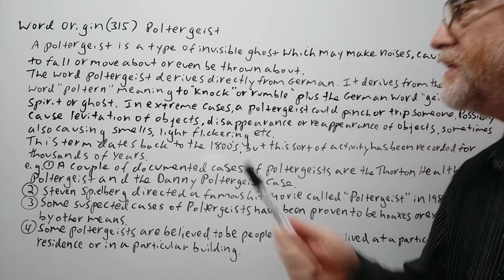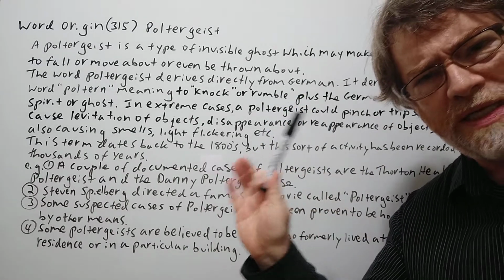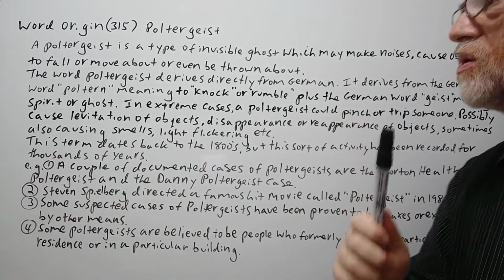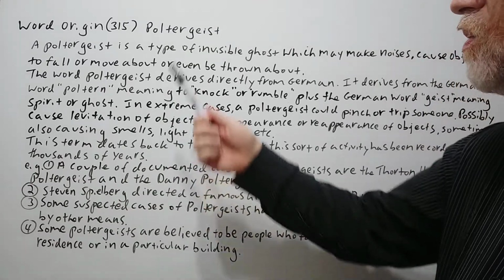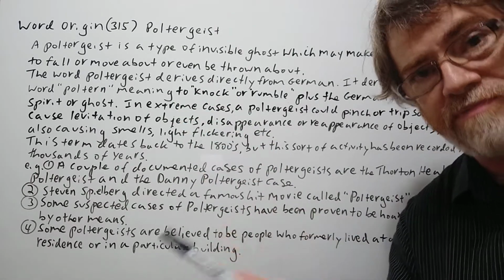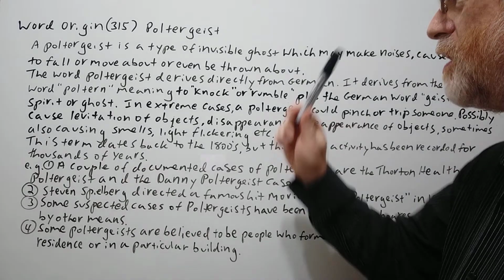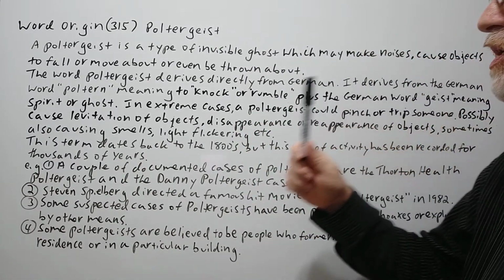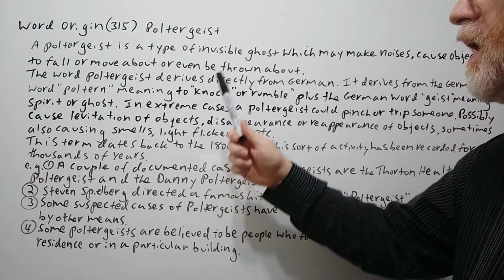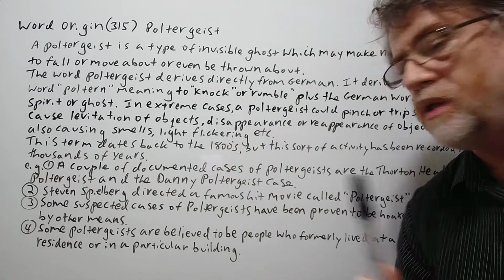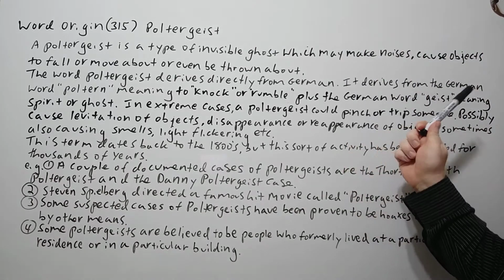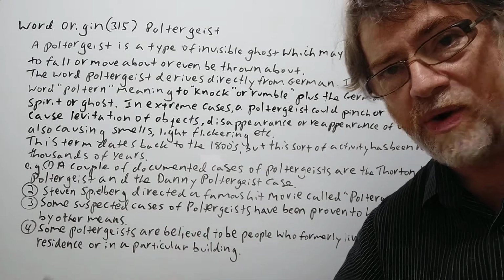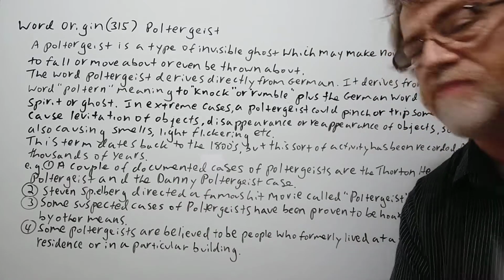A poltergeist is a type of invisible ghost, or at least most of the time you don't see the ghost at all, which may make noises, cause objects to fall, or move about, or even be thrown about, possibly. The word poltergeist derives directly from German. It derives from the German word poltern, meaning to knock or to rumble, plus the German word Geist, meaning spirit or ghost. So it's a ghost that makes a lot of noise or moves things around.